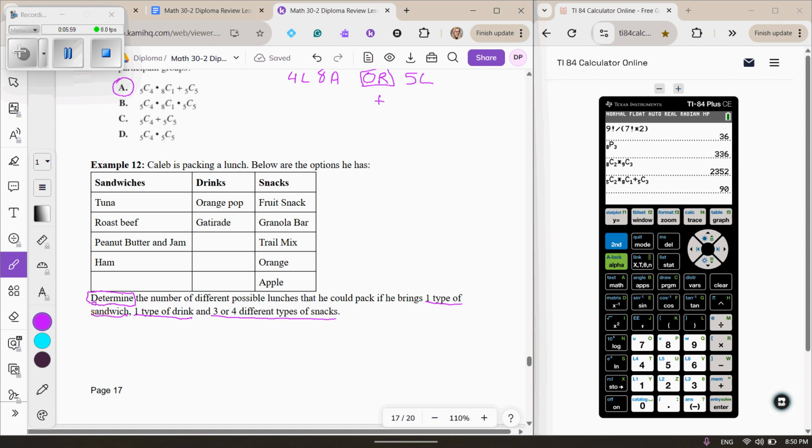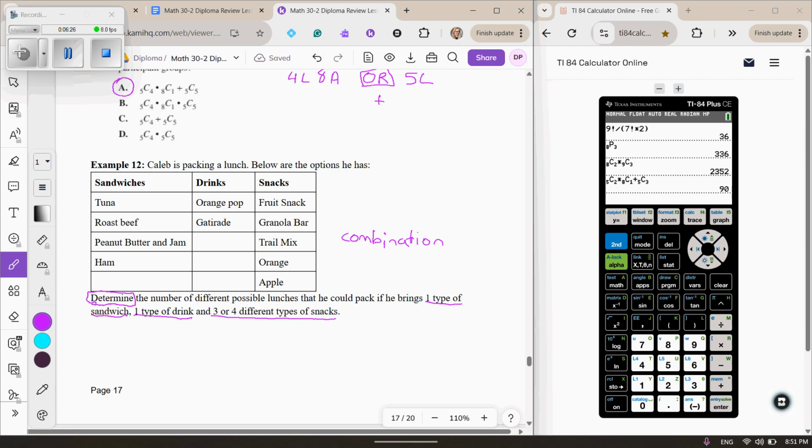So I'm going to show you 2 different ways that you could tackle this question. First off, we need to determine, is it a permutation or combination? And it is a combination question. The order that he puts these things in his lunch does not matter. They will still compile his lunch. We are not assigning any sort of position or arranging anything, so this is a combination question.